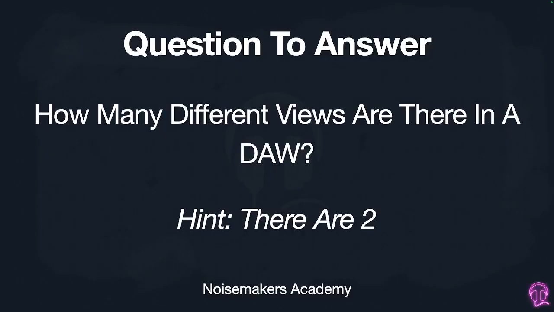So I'm purposely going through it fast just so we have some type of categorization of what we're talking about. And then when we're working on a mix or doing a production, we'll have that slide in the upper right-hand corner so you can reference it as well while we're working. Awesome. Okay, so that brings us to the question to answer, which is how many different views are there in a DAW? And there are 2.